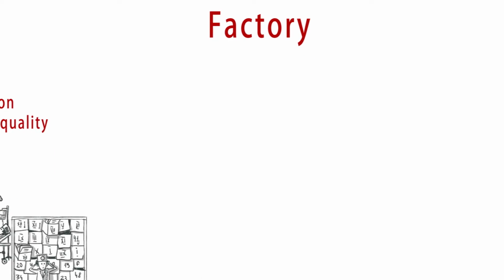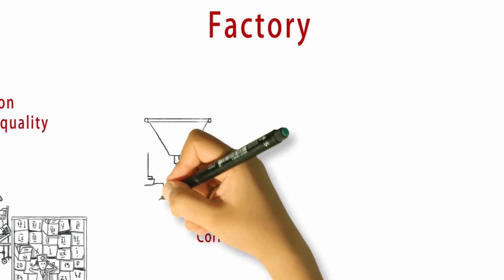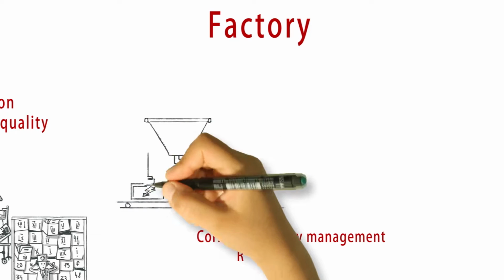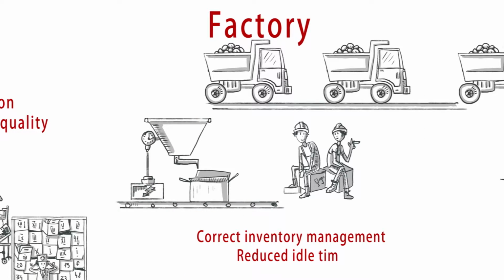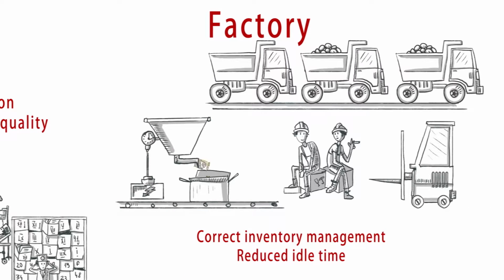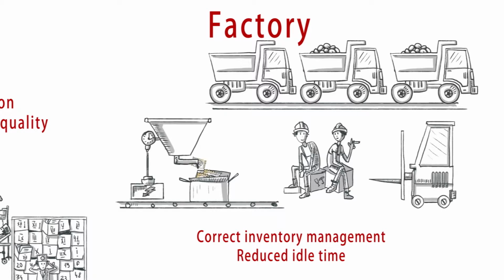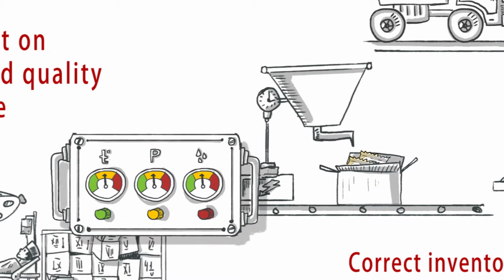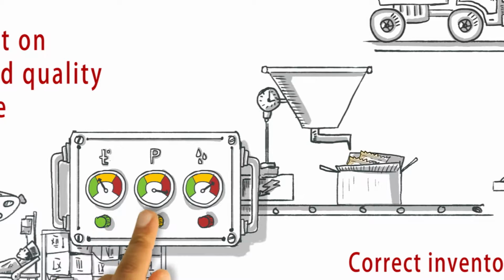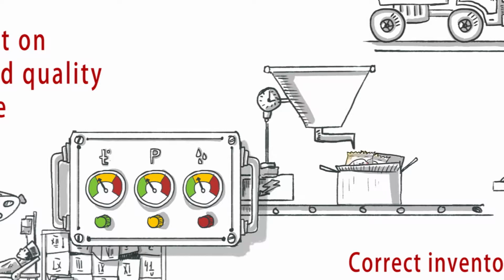At the factory. What is the optimal amount of raw material inventory to ensure uninterrupted production? How to minimize the idle time of equipment and workforce. Which factors are more important in improving the product quality and minimizing the number of defective parts?